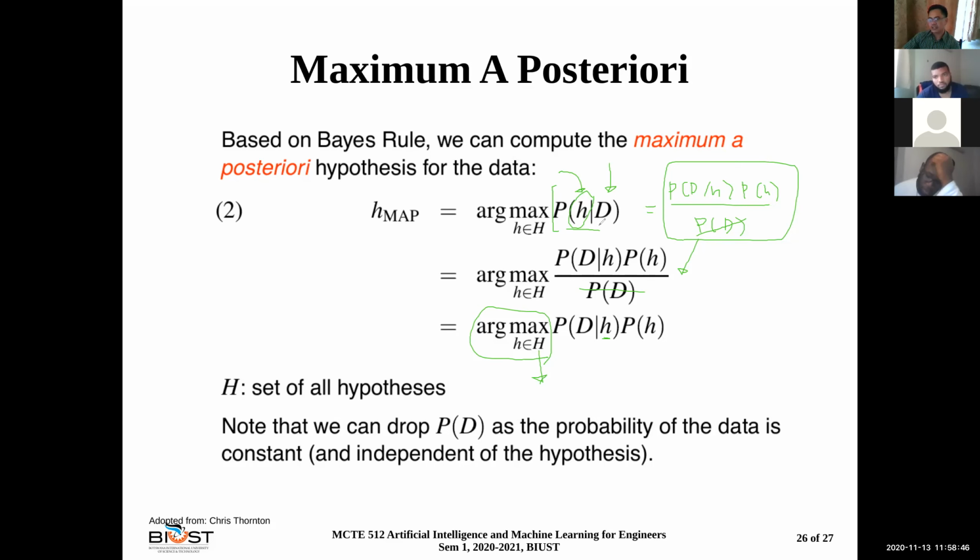So D is the length. Okay. It doesn't change. H is the one that will change. The small h will change. So now if we drop the big D, we are left with the numerator only. And in this case, this is the numerator. Okay. Now, this is about the crocodile or the alligator given the body length. This is the probability of the body length given crocodile, multiplied by the probability of the crocodile.